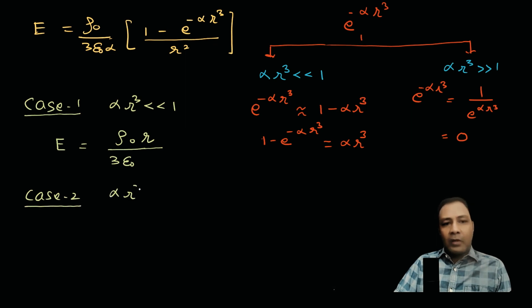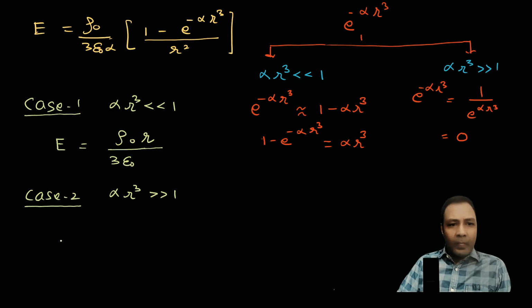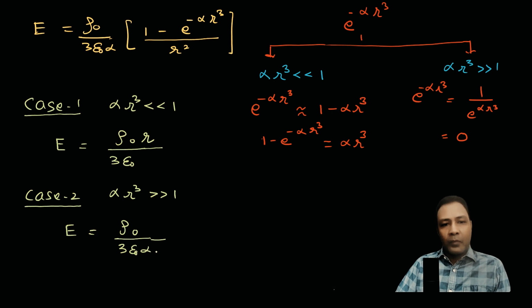And case 2, when alpha r cube is much greater than 1, this whole exponential term will be 0. Then E would be approximated to rho naught divided by 3 epsilon naught alpha r square. This is the required expression.